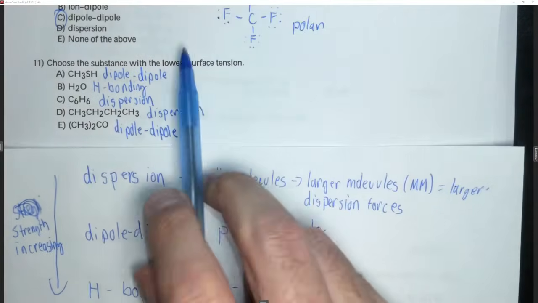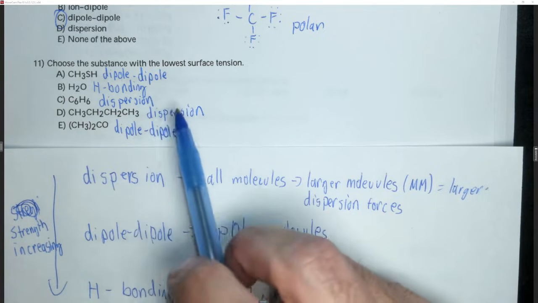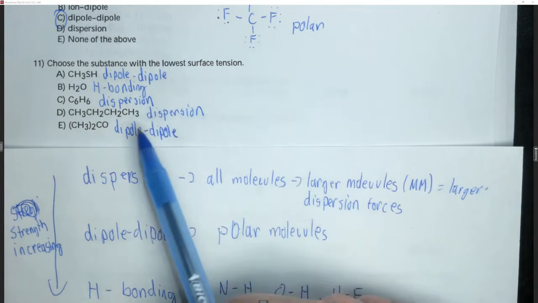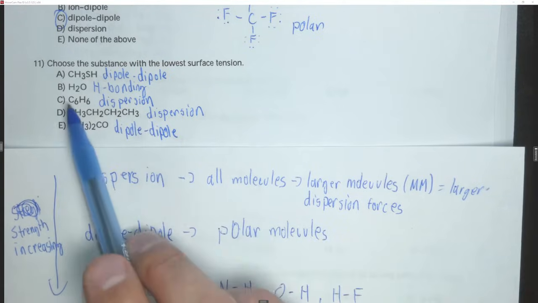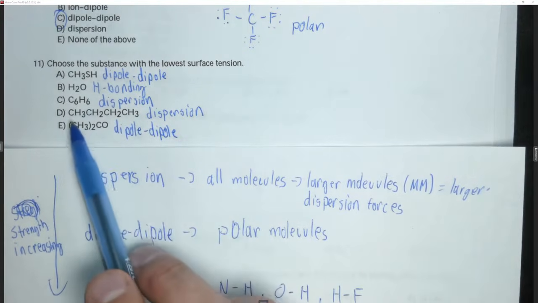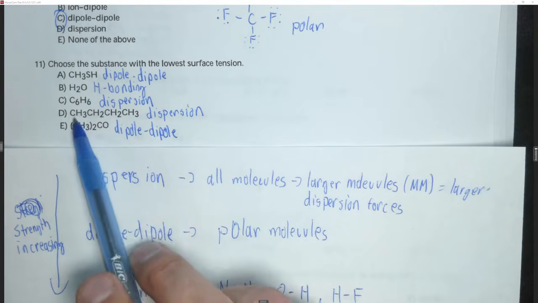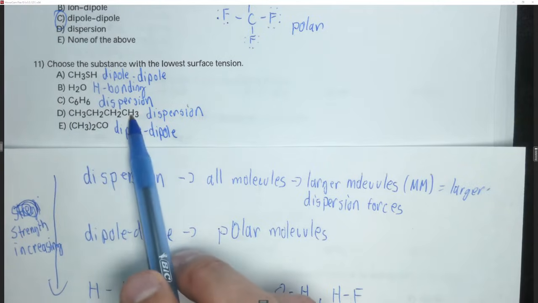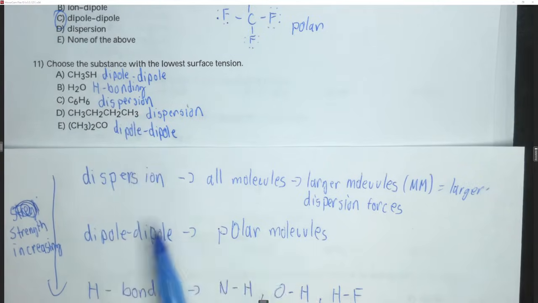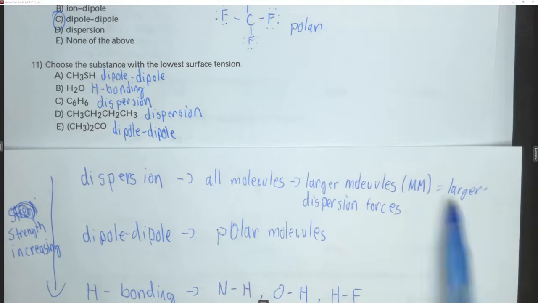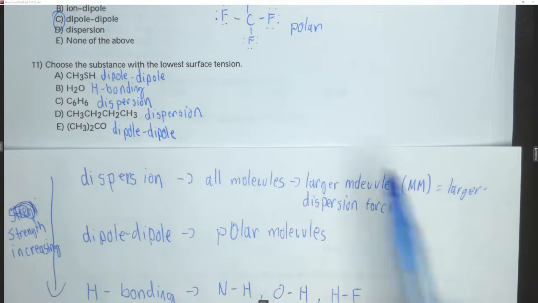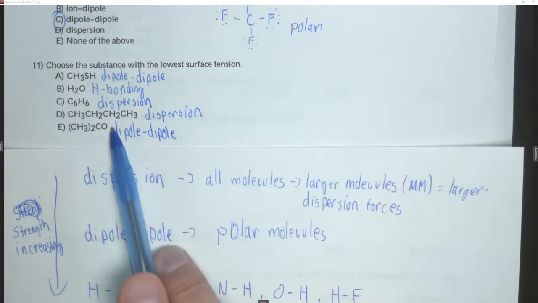So if we want the lowest surface tension, we want the weakest intermolecular forces. The ones with the weakest intermolecular forces are going to be the ones with dispersion. But now I need to decide between C6H6 and butane, CH3, CH2, CH2, CH3. Well, when it comes to dispersion, larger molecules by molar mass have larger dispersion forces. So which one of these is going to have the weaker dispersion forces?